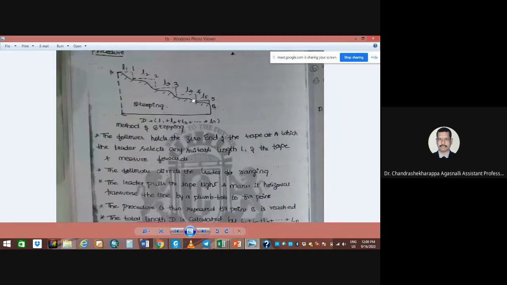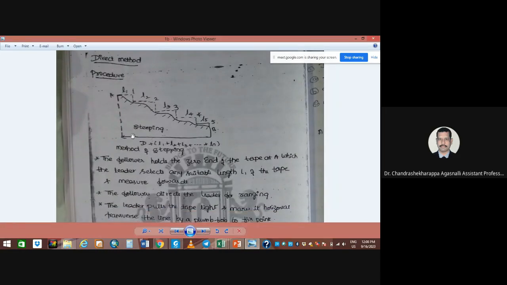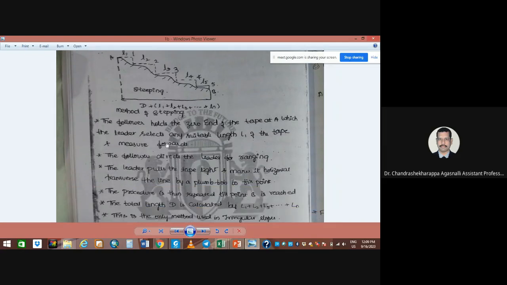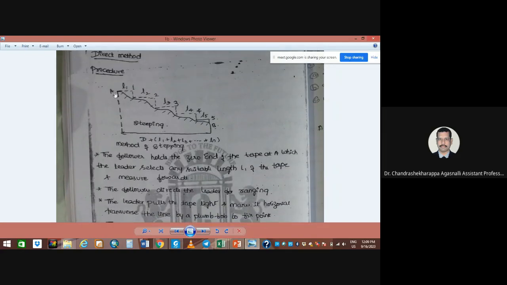Next is the direct method. This is a very simple one. How are we going to fix this? This is a point A and B, and this is a slope ground here, very steep. So we take steps L1, L2, L3, L4, and L5. The horizontal distance is D, and the step lengths are L1, L2, L3, up to Ln. Here we need to fix the ranging rods at A and B, and measure the distance.